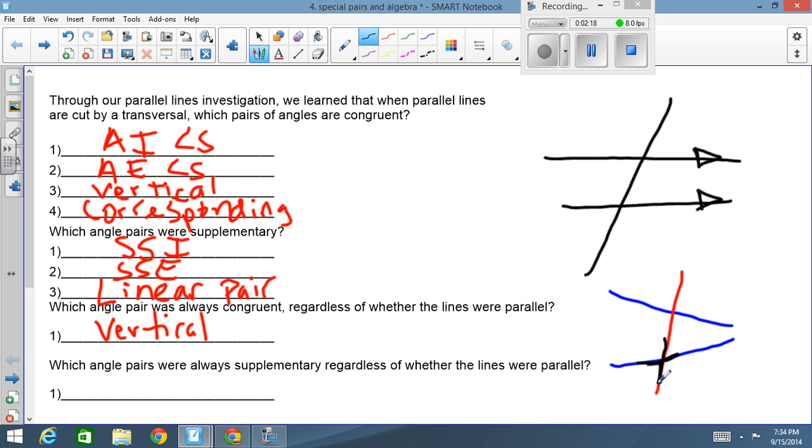And which pair are always supplementary regardless? Well, in the bottom situation, same side interiors are not supplementary, neither are same side exteriors. Those are the linear pairs. The linear pair down there, or anywhere, anytime you have a linear pair, they're always supplementary. So let's put this all together.